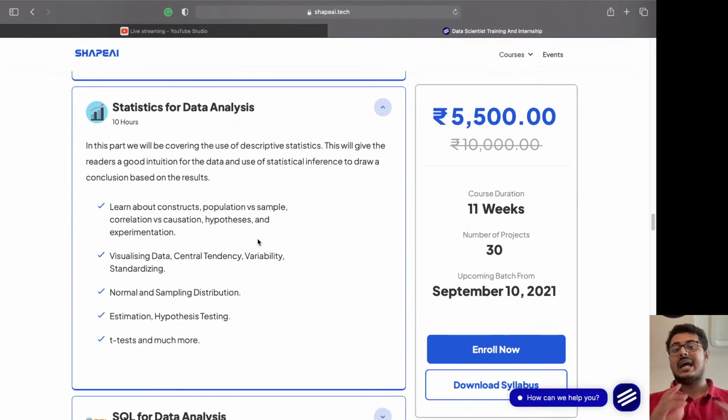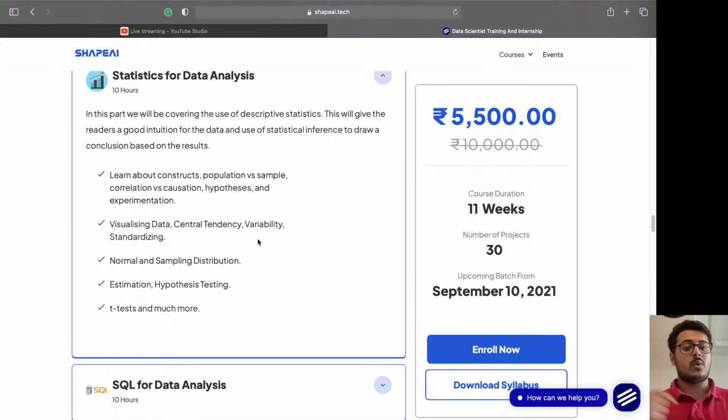Next, you need to go into statistics. If you're going into data analysis, if you're analyzing data, and if you don't know statistics, then it's just not for you. Statistics is the absolute essential thing in data analysis, guys. You need to learn about constructs, population versus sample, correlations versus causality, hypothesis testing, experimentation, visualizing data, central tendency, variability, standardizing, normal sample distribution, estimation, hypothesis testing, t-tests, and many more things that need to be learned.